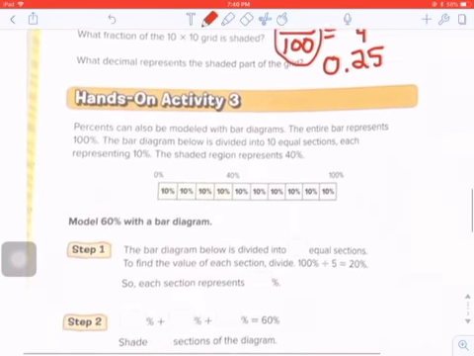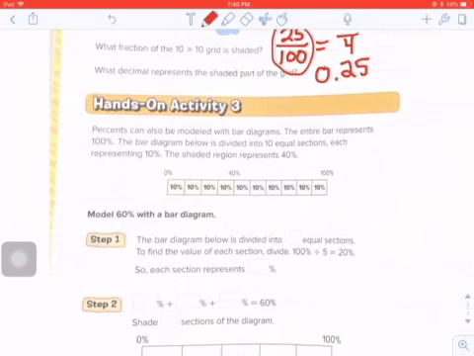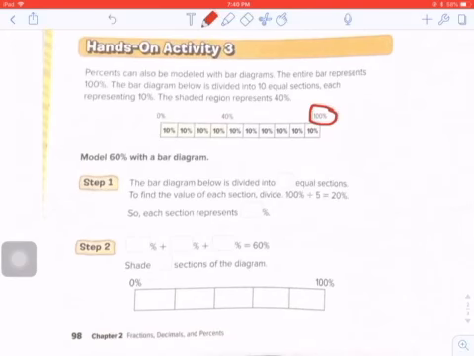Hands-on activity 3 says that percents can also be modeled with bar diagrams. The entire bar would represent 100%. So if the bar diagram below is divided into 10 equal sections, each is representing 10%. So the shaded section would be 40%. They want us to model 60% using the bar diagram below. Step 1 says the bar diagram below is divided into, well, let's count, 1, 2, 3, 4, 5 equal sections.